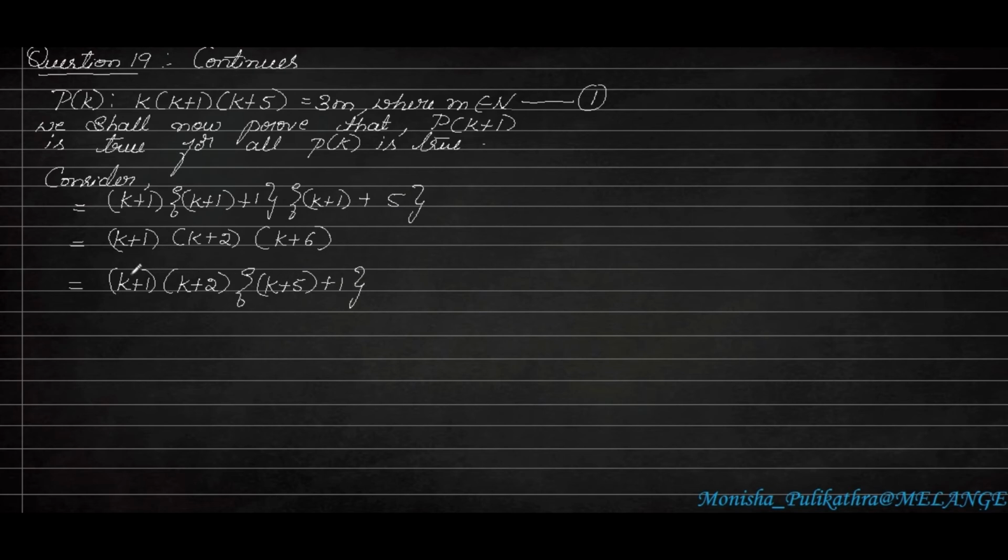Later, this will become the multiplication of these two. So we have to multiply k plus 1, k plus 2, first with k plus 5 and second with 1. So it will become k plus 1, k plus 2 into k plus 5. In the second case, it will be multiplied with 1, that is k plus 1 into k plus 2. So k plus 1, k plus 2 into k plus 5 and k plus 1, k plus 2. Later what we have to do is arrange these things, the first one.